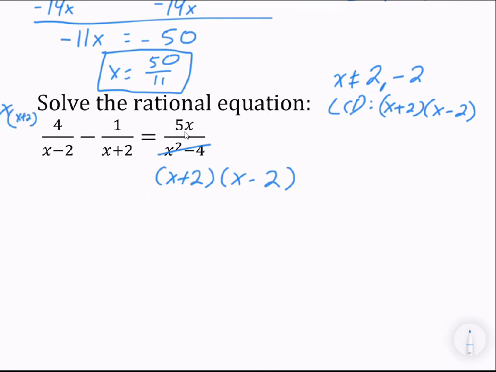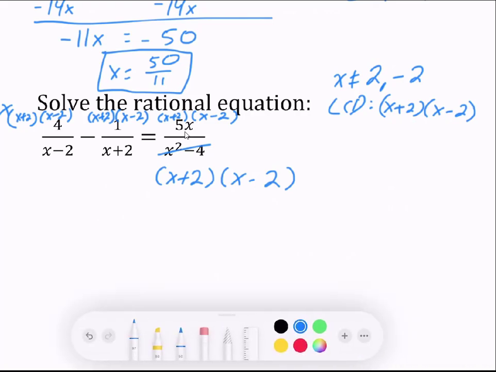x plus 2, x minus 2. I'm sorry for the chicken scratch here, but I'm multiplying by x plus 2, x minus 2. And hopefully some things cancel out, because that's kind of the goal, right? What is going to cancel out? x minus 2 on that first one. x plus 2 on the second one. The whole denominator on the last one.